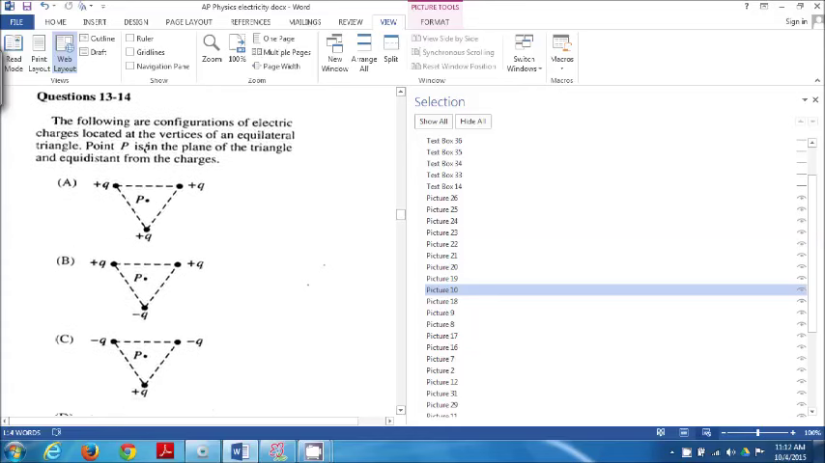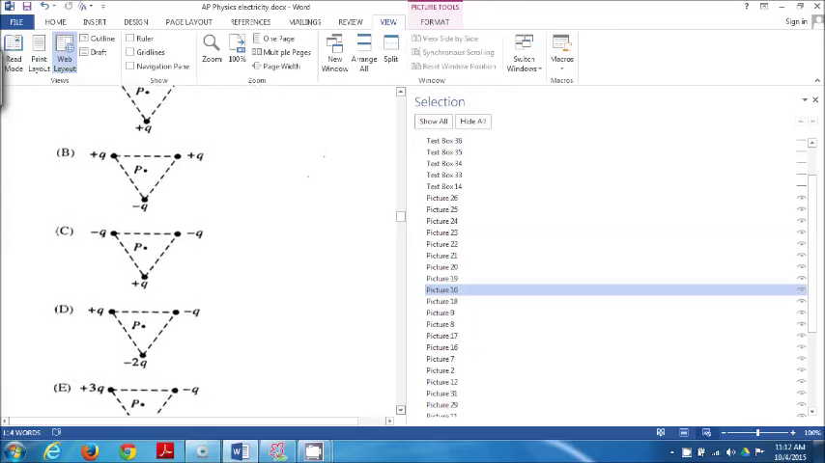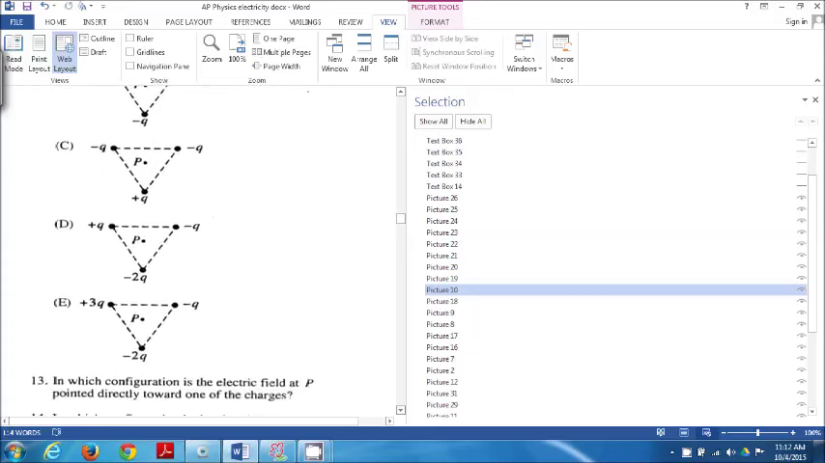The following are configurations of electric charges located at the vertices of an equilateral triangle. Point P is in the plane of the triangle and equidistant from the charges. So now what we have to find out is in which configuration is the electric field at P pointed directly toward one of the charges.